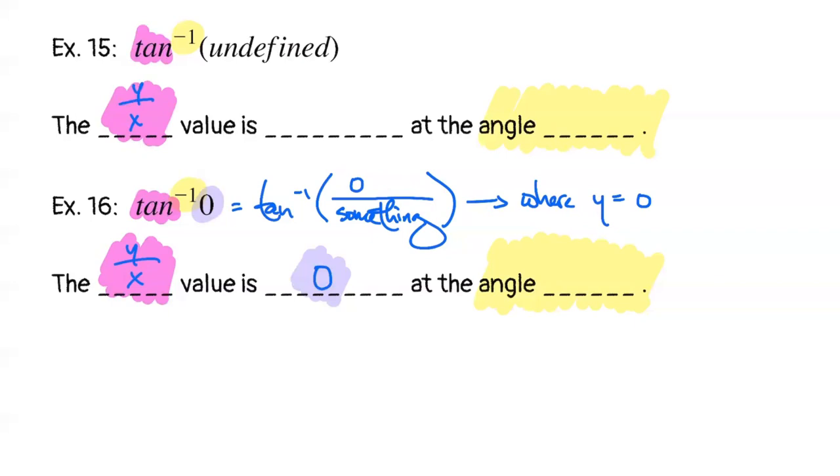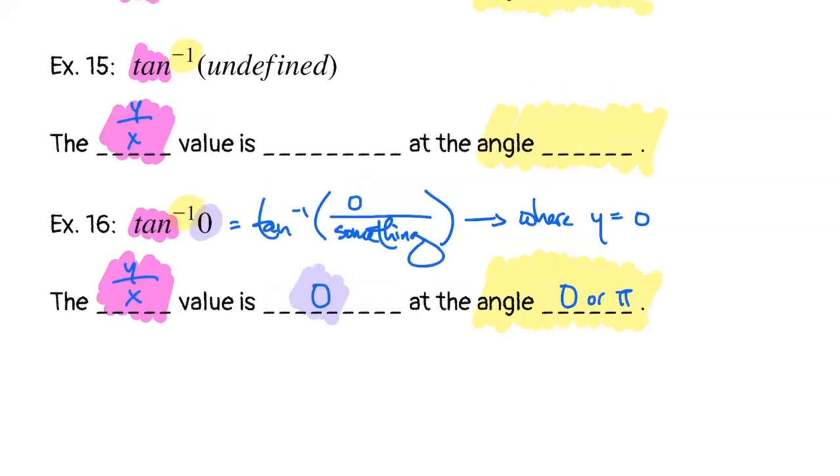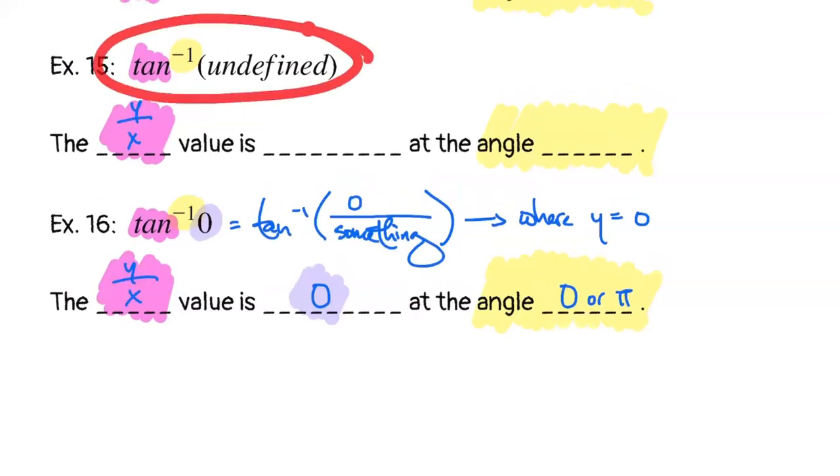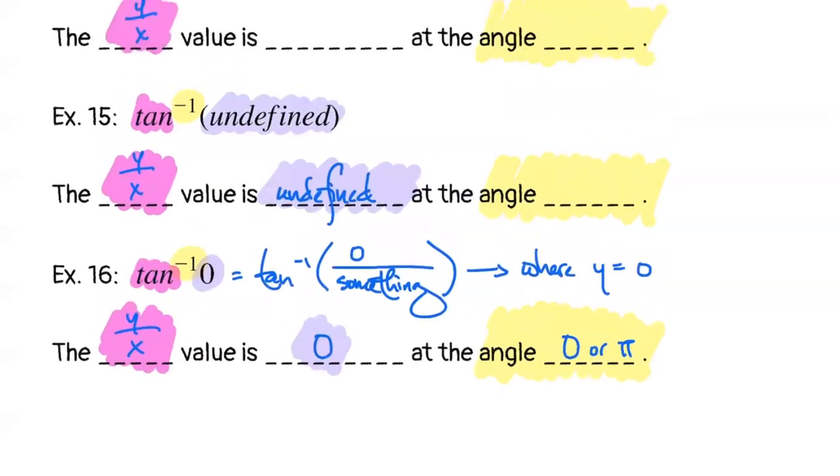Nice, all right. I see a zero or a pi, okay? We don't really need to write the 2 pi because 2 pi is actually the same as zero, okay? All right, let's take a look at 15. So what's different about 15? We're looking for something, the inverse tangent that is undefined. In other words, we're looking for where the y over x value is undefined.